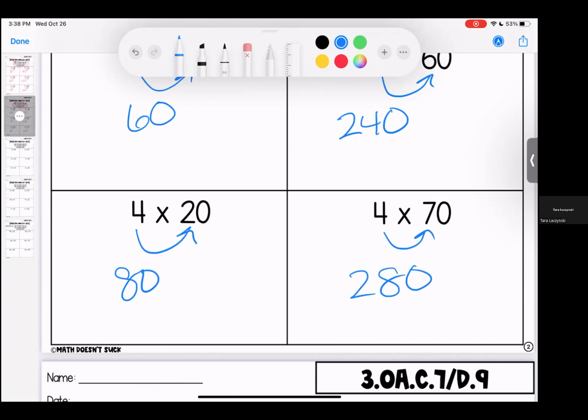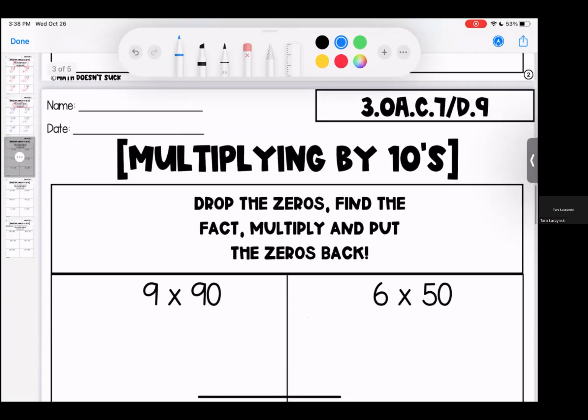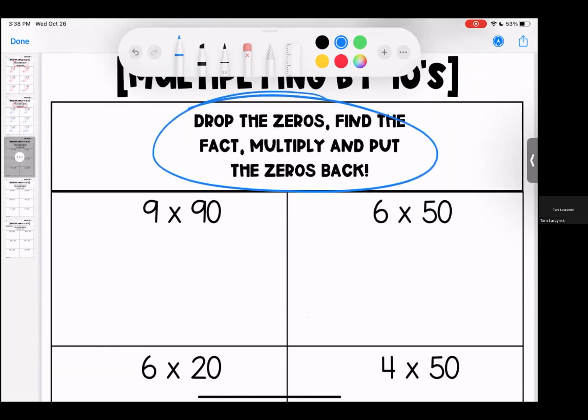That is the end of page 2. If that's as far as you've gotten, please go ahead and stop. If you're ready for page 3, here we go. Remember, we are really focused on our rhyme. Drop the zeros, find the fact, multiply, and put the zeros back.